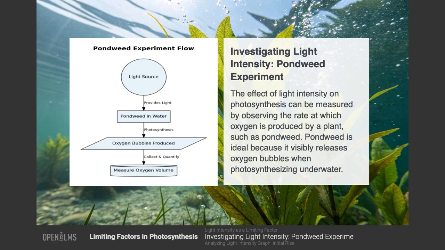Investigating light intensity, pondweed experiment. The effect of light intensity on photosynthesis can be measured by observing the rate at which oxygen is produced by a plant, such as pondweed. Pondweed is ideal because it visibly releases oxygen bubbles when photosynthesizing underwater.